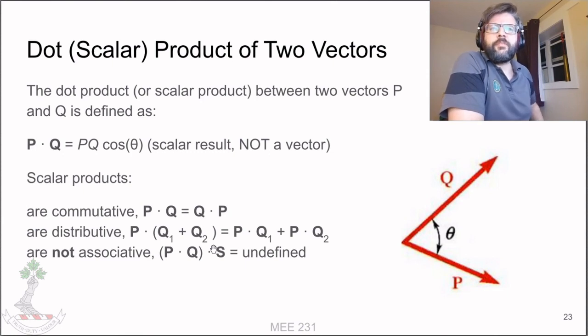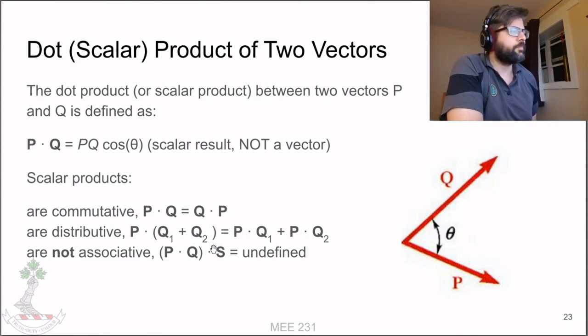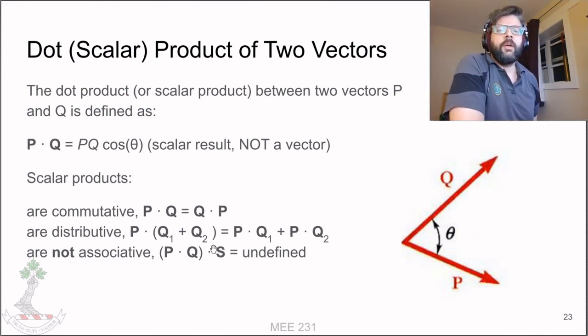But essentially, the dot product of two vectors is the magnitude of the two vectors multiplied by the cosine of the angle between them. So if you have two vectors that are parallel with one another, and in the same direction, then you are going to end up with a dot product that is just equal to the magnitudes of those two things multiplied together.